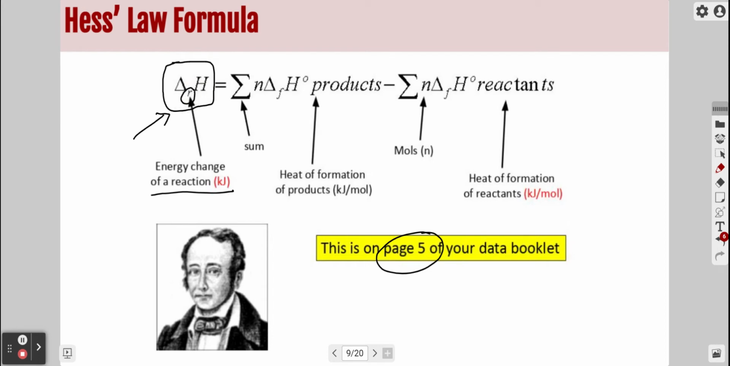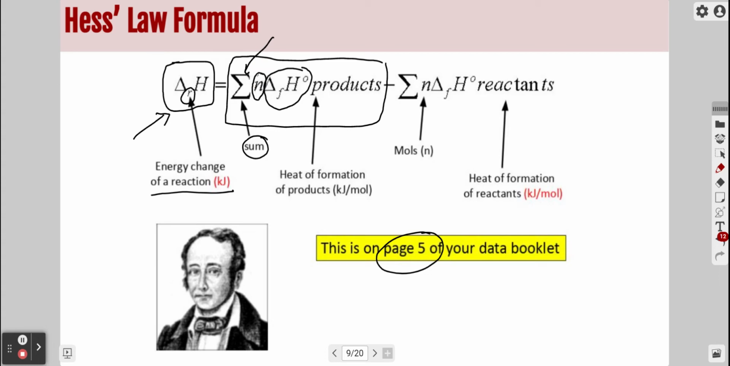So what we're going to do is look at all the products first. This weird looking thing is telling us that we're going to take the sum of all the products' enthalpies of formation, so the amount of energy in their formation, times however many moles of each of those products we have. We're going to take them all first, and then we're going to subtract all the enthalpies of formation times the number of moles for all the reactants. Okay, so let's just see this in action.